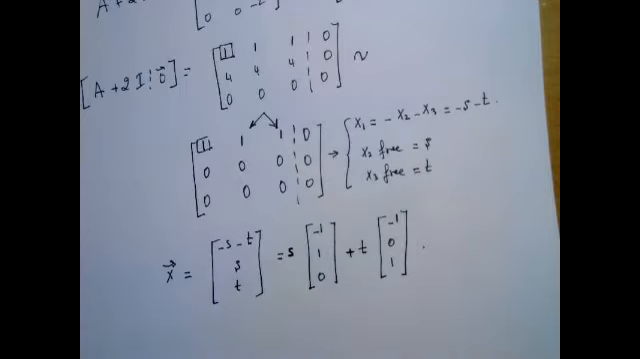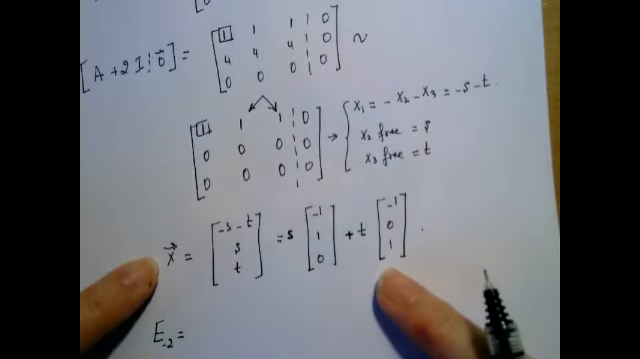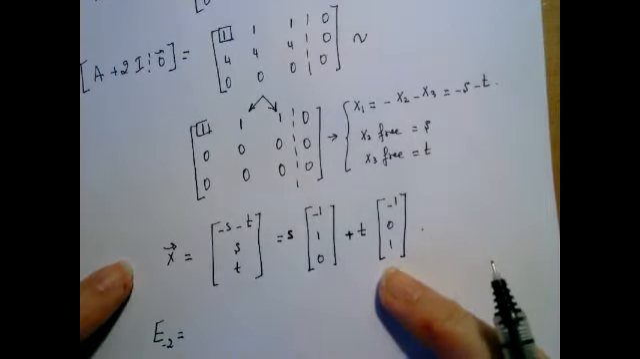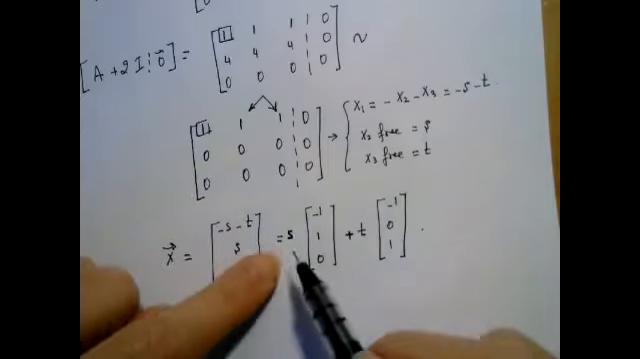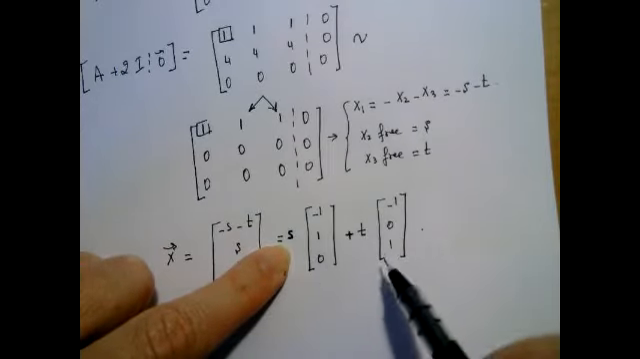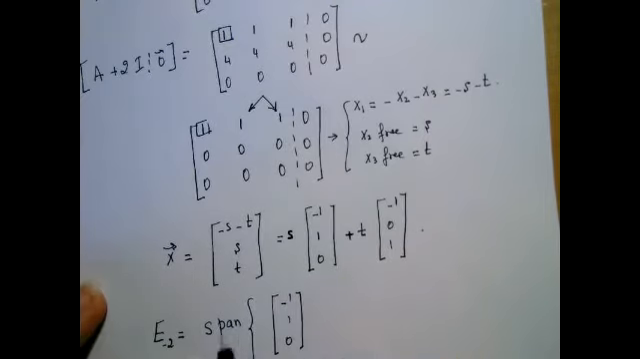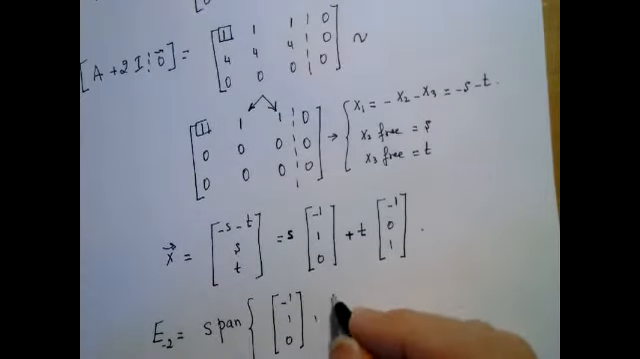Okay. So what is my eigenspace now? My eigenspace E minus 2 is all the eigenvectors with the 0 vector thrown into it. So my eigenspace is every vector of the form, a scalar times that plus a scalar times this. So my eigenspace now is nothing more than the span of those two vectors, because it's every linear combination of those vectors.